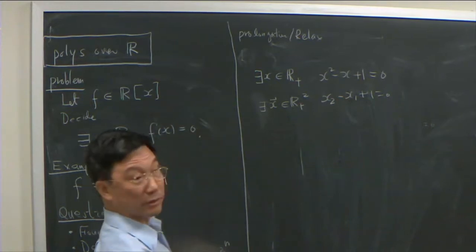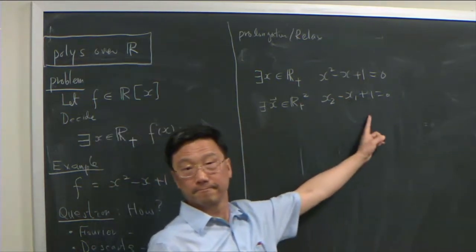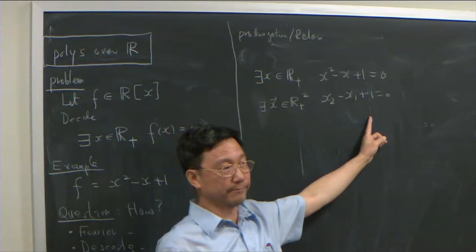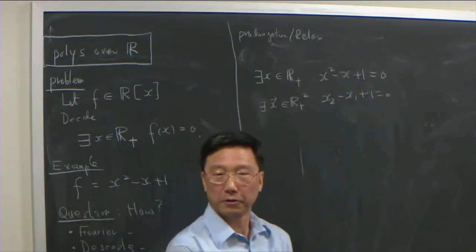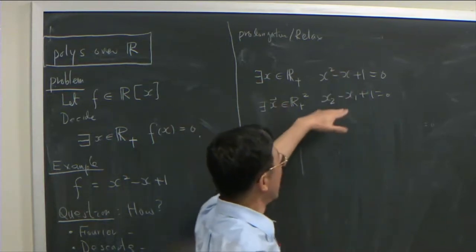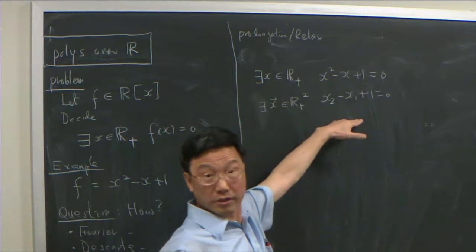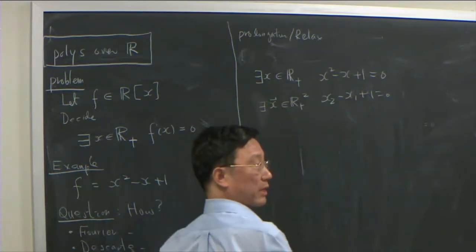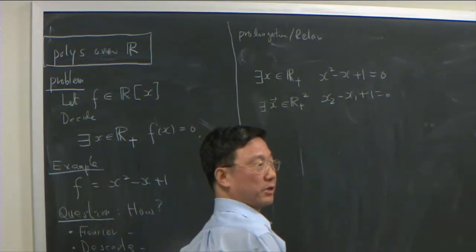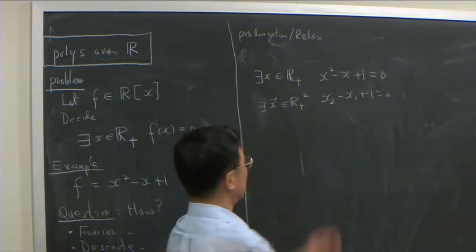Okay? Is it true or false? This one. True, of course true, right? So then, not good. We lost information. By relaxation, we lost too much information. You get the wrong result, wrong answer. So what do you do?